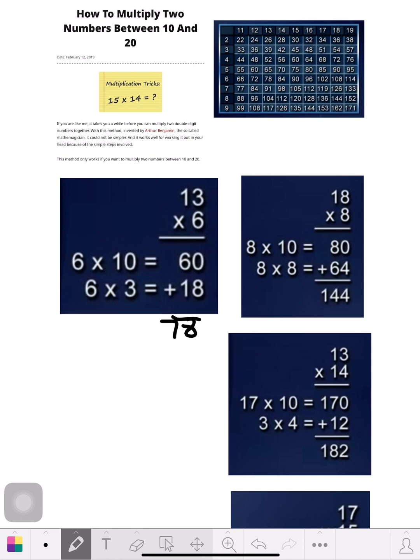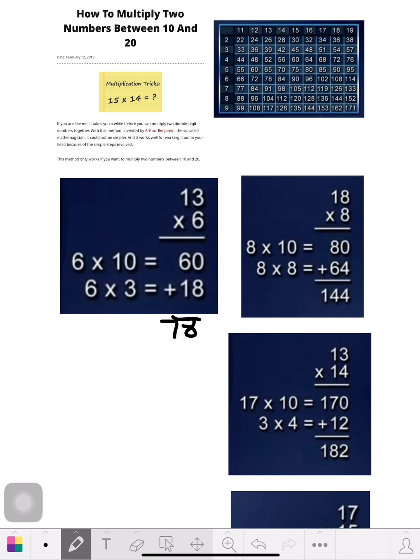You say, wow, that was pretty easy. You can almost do it in your head. Look at the next one: 18 times 8. You take the single-digit number, multiply it times 10, and you get 80. Now you take the two unit numbers, the 8 and the 8, and multiply them together, and you get 64. You add them both together, and you get 144. And that's all there was to that.